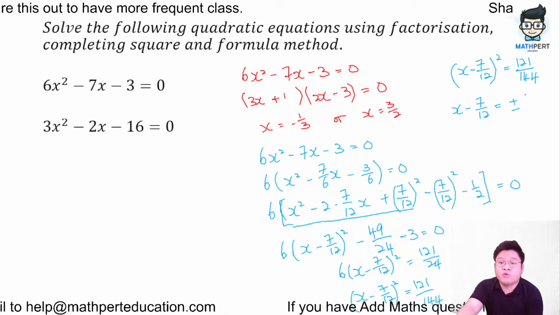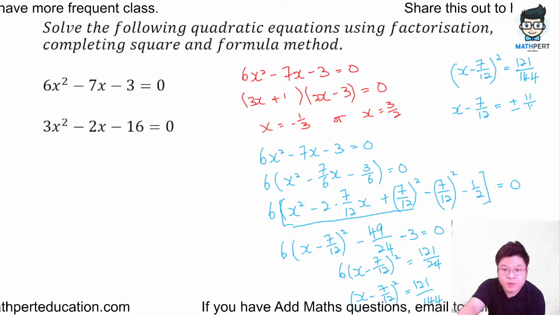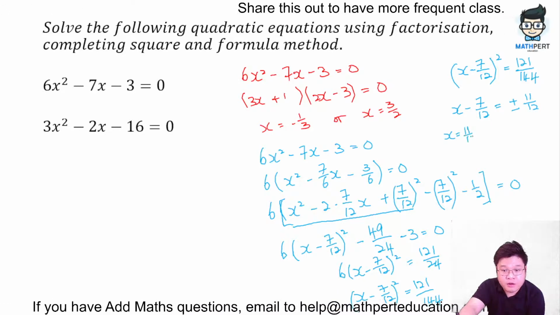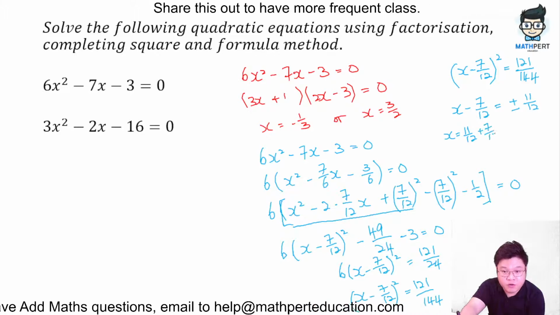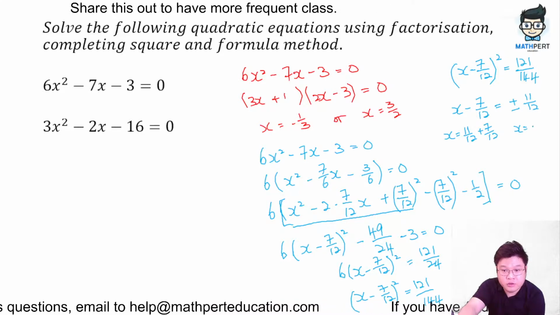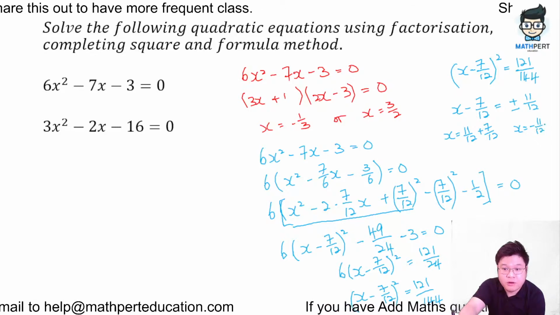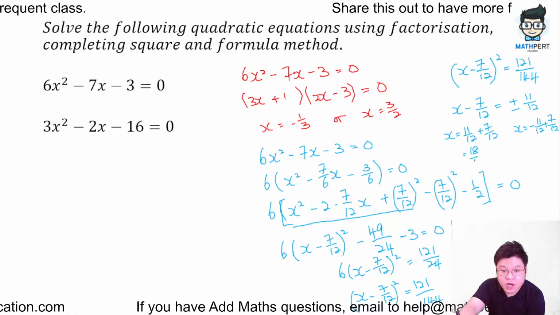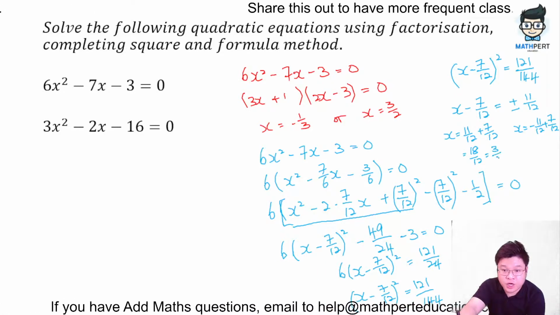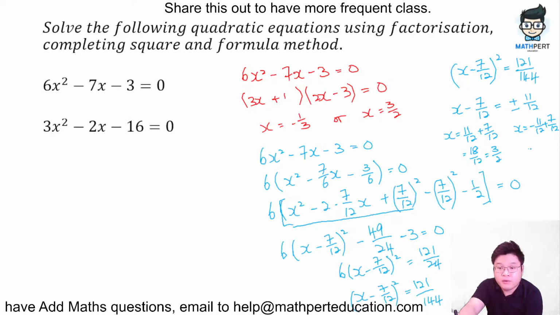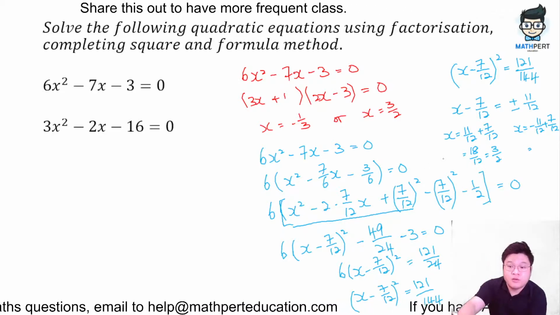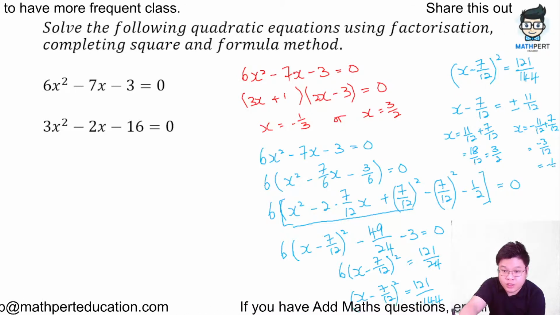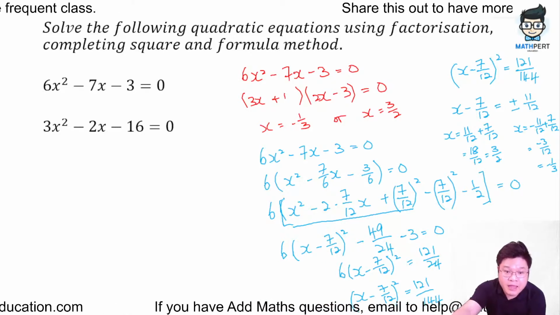So square root 121 will be 11. Square root 144 will be 12. So you have two answers. X is equal to 11 out of 12 plus 7 out of 12, or x equals to negative 11 out of 12 plus 7 out of 12. So this will be 18 out of 12, and you simplify it, you get 3 over 2. And then this one, negative 11 plus 7, you get negative 4 out of 12, which is negative 1 over 3. Do you notice that? They are the same, isn't it?